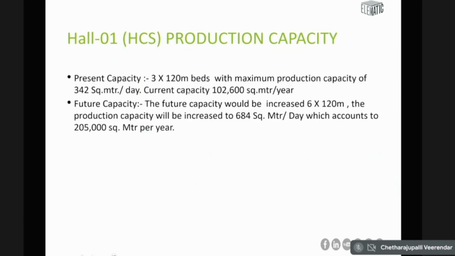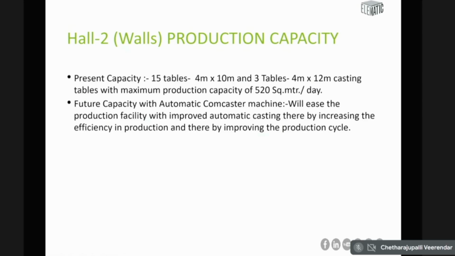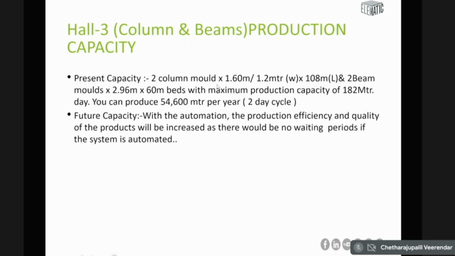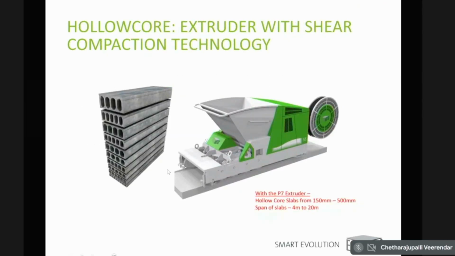So you can see here the capacity of the plant. Like if I take beds, then it is 342. In future, expansion is possible in those beds of the hollow core slab, and similarly walls and columns will have it. So look at the machine here. This is an extruder. An extruder is a machine which will produce a hollow core slab.